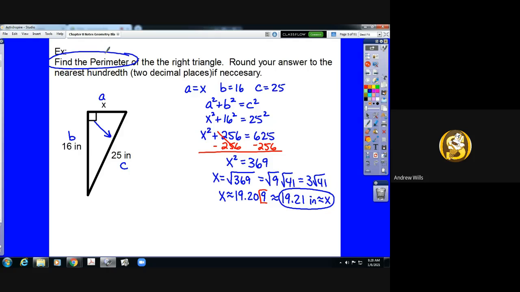So the perimeter, which we'll call P, would be 16 plus 25 plus 19.21. And I'm going to change my equals to an approximate only because I'm using a rounded answer. But again, that's not a big deal if you just use equals. We have an answer of 60.21 inches as the official answer to this question. So again, please be cautious. Make sure you're reading the problems. Don't just find the value of x and throw down the answer.